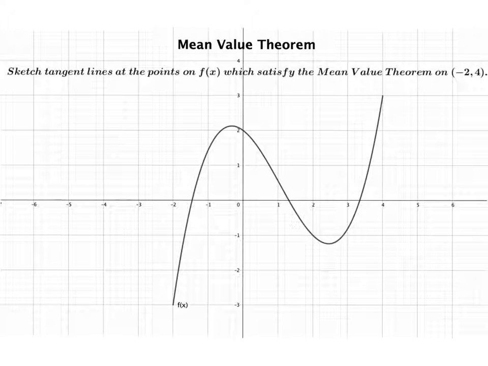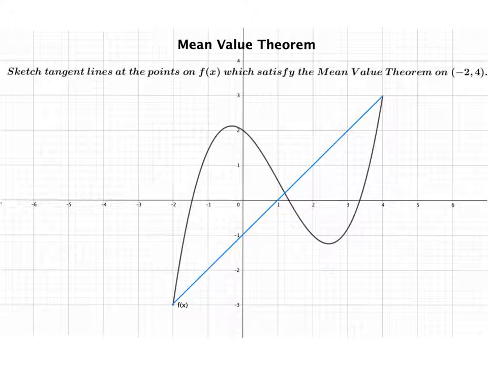Now here's a mean value theorem problem that you're likely to see somewhere along the way. We're to sketch tangent lines at the points on the function which satisfy the mean value theorem on the interval -2 to 4. So here's the graph shown with the domain of -2 to 4. And in this type of problem, the first thing you want to do is connect the endpoints of the curve. So here's my line connecting the endpoints of my curve.